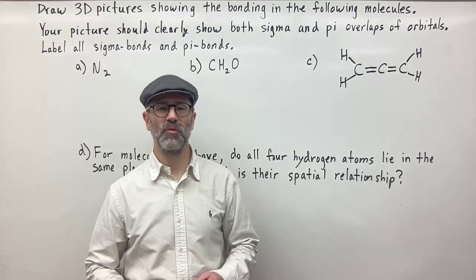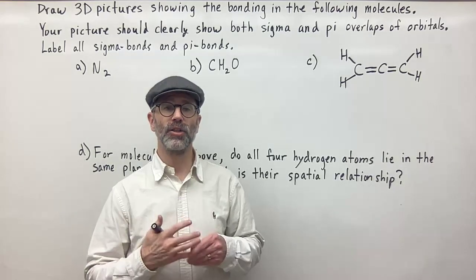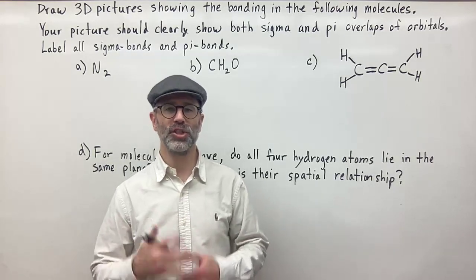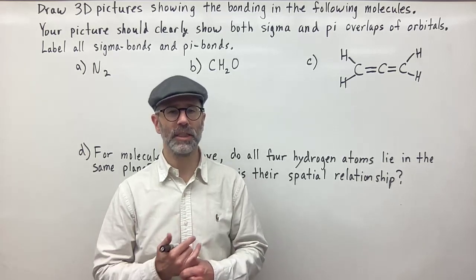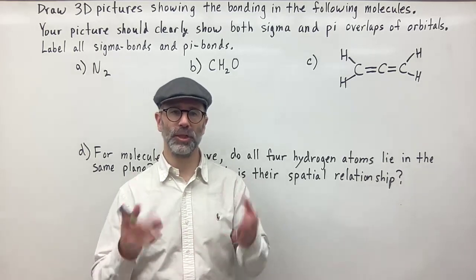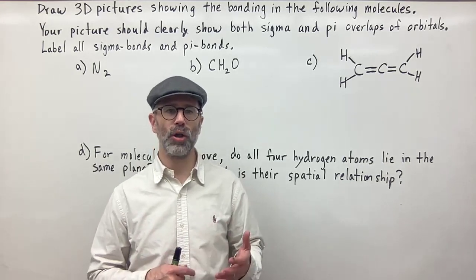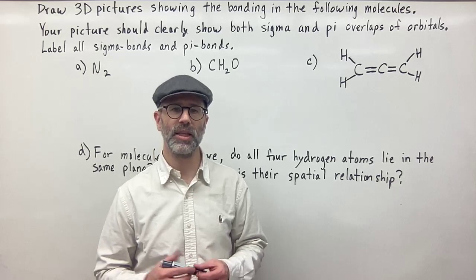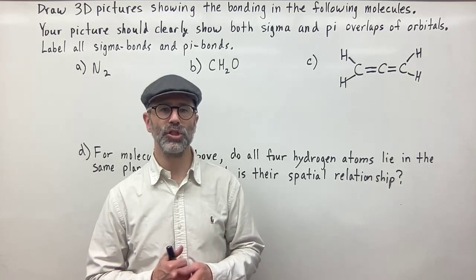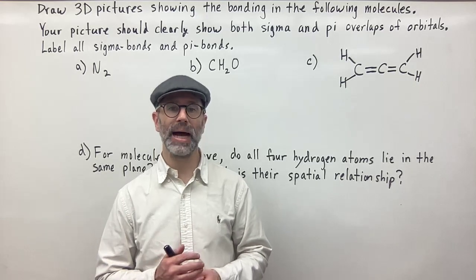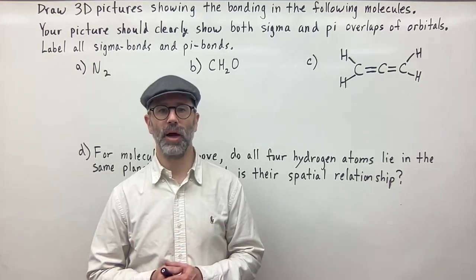My name is Mr. Kovalt, and in this video we're going to show you how to draw 3D pictures showing the bonding of molecules, and we're going to point out sigma and pi bonds. So let's get started. In this problem we're told to draw 3D pictures showing the bonding in the following molecules. Your picture should clearly show both sigma and pi overlaps of orbitals. Label all sigma bonds and pi bonds.